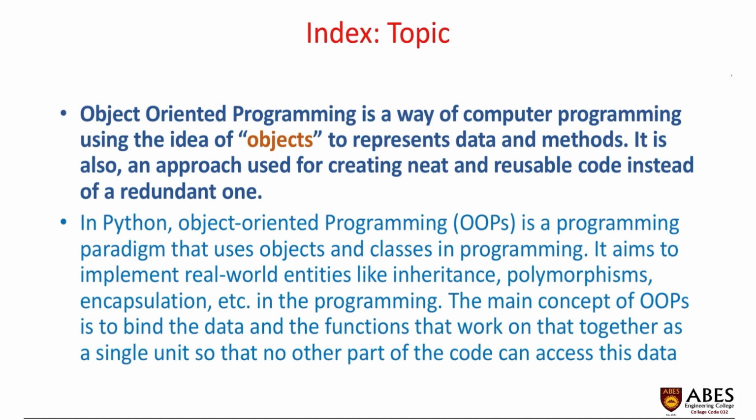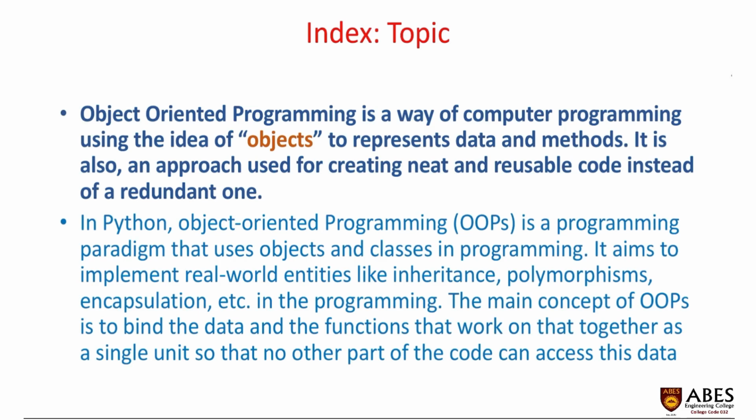As you know, object-oriented programming is a way of computer programming using the idea of the object to represent the data and method. If we want to represent the data and method in a program, we will introduce the idea of the object. Actually, this is called object-oriented programming. It is an approach used for creating neat and reusable code instead of redundant code. In object-oriented programming, we use reusable code, not writing the same thing many times again and again.